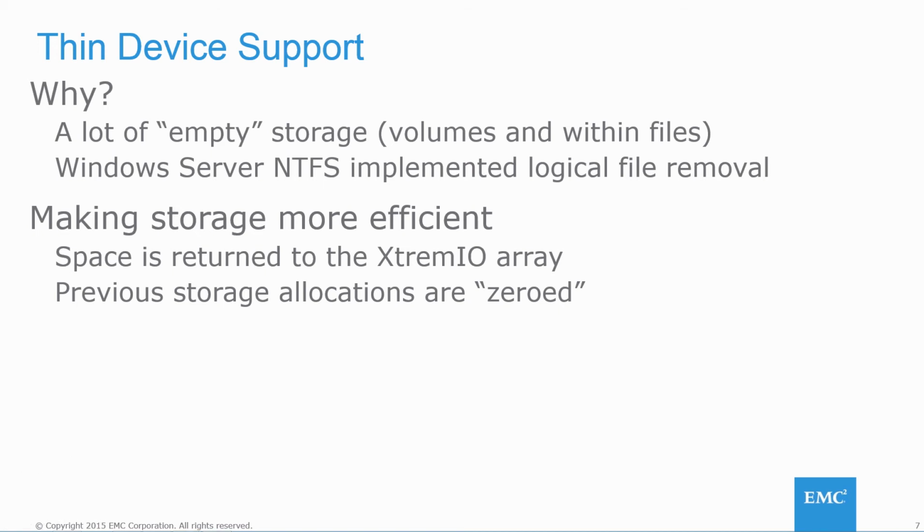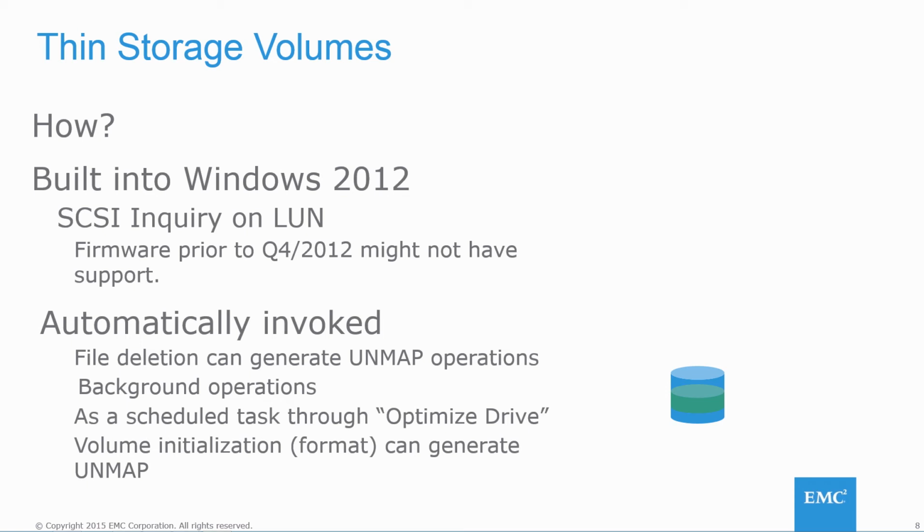How does it work? It's a feature that is built into Windows Server 2012 and 2012 R2. It does a SCSI inquiry on the LUN level to see if it is supported by the underlying array, and it's automatically invoked when you delete a file, which will generate an unmap operation. It can run as a background task or as a scheduled task through the optimized drive setting, meaning defragment your drive. And it also works when you format a volume within Windows Server.